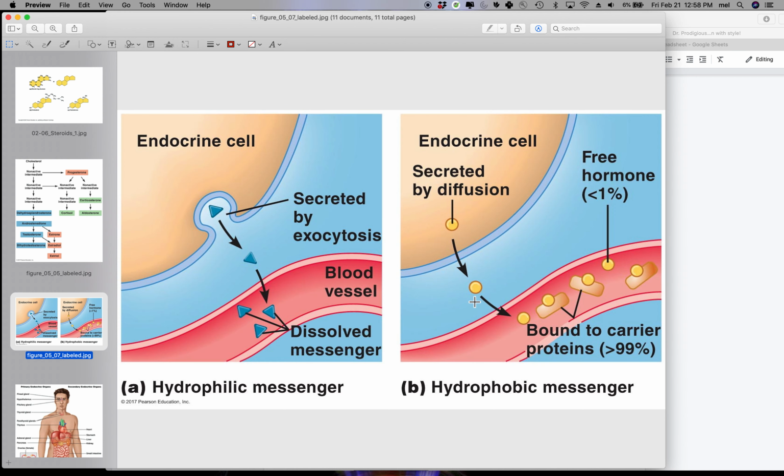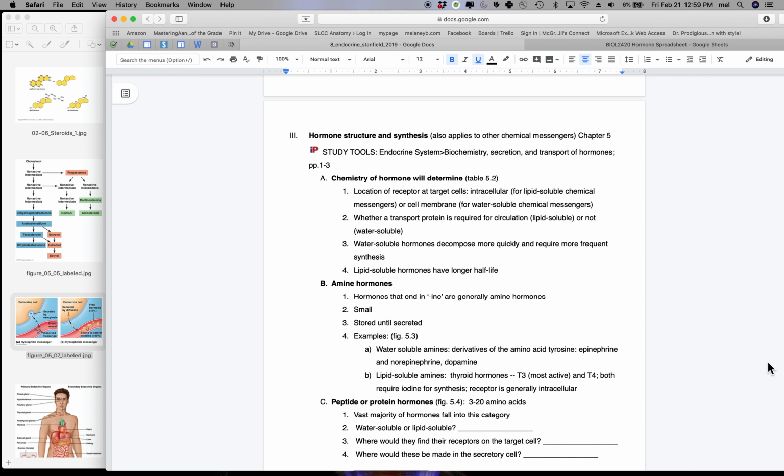And then the other thing that's important is that lipid-soluble chemical messengers tend to last longer in the bloodstream. They have what we call a longer half-life, meaning that I would need to make cortisol, a lipid-soluble hormone, less frequently, and it would last longer than I would need to make growth hormone, which is a water-soluble hormone. So the chemistry matters in that way. Okay, so let's talk briefly about the chemistry of these hormones.